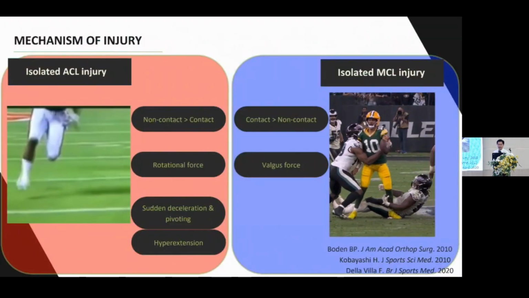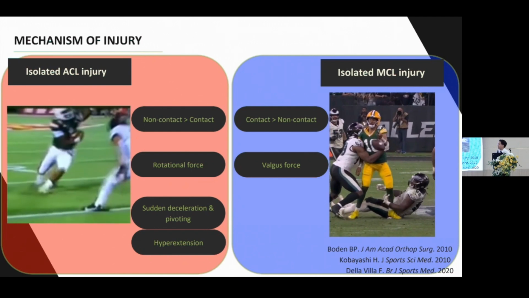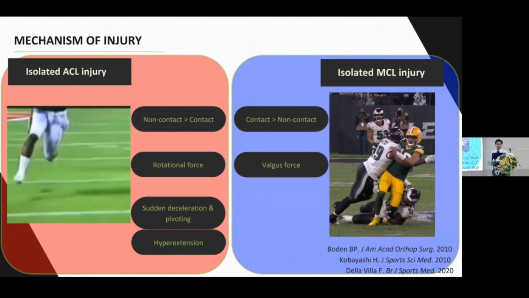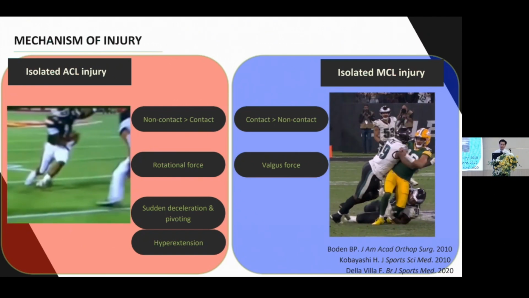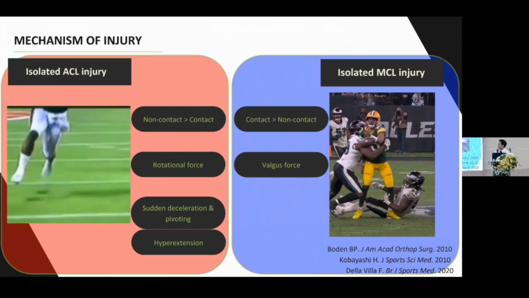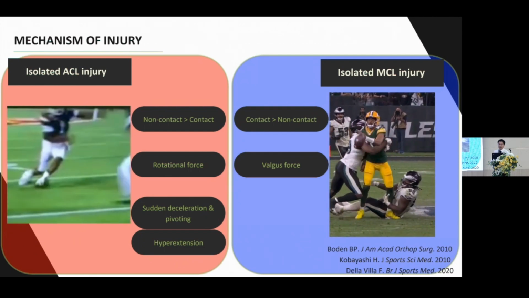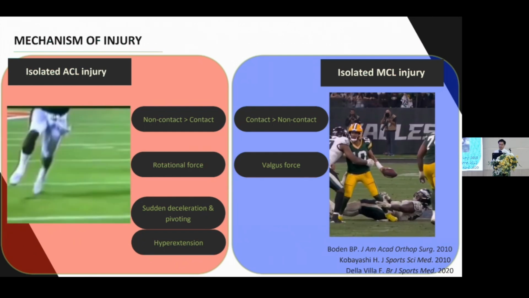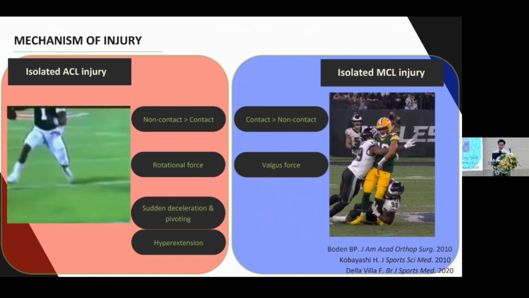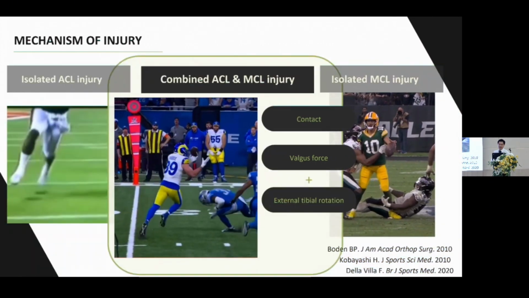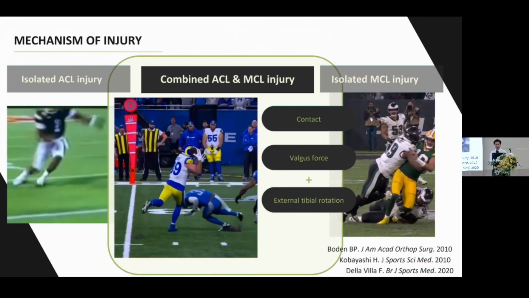Before we can treat this injury, we need to understand how they happen. Take a quick look at this video. In the isolated ACL tear, the injury usually happens in a non-contact situation with twisting force to the knee. In an isolated MCL tear, it usually happens from contact at the lateral side of the knee, which causes valgus force. And in combined injury, the force is more complex, with valgus force and also rotational forces.